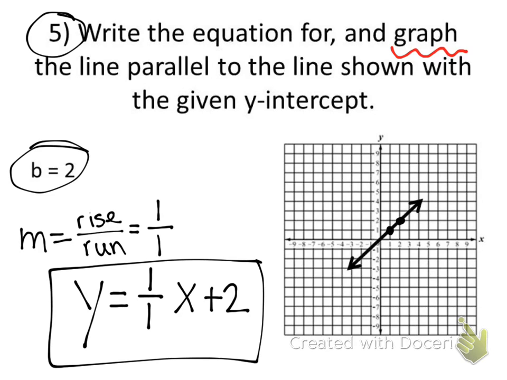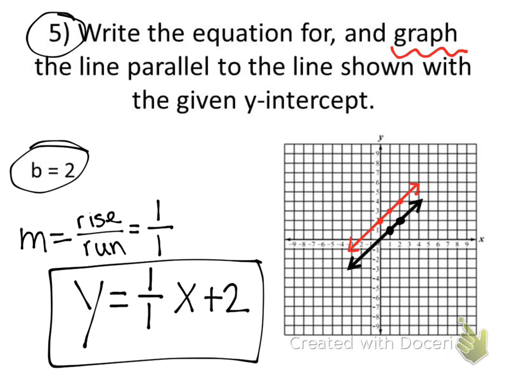So, how am I going to graph this? Where do I start? You don't start with the m. When you're graphing something, what do you start with? The b. So you want to go to the 2 on the y-axis and you want to put a point. From that point, what are you going to do? Up 1 over 1. That gives you your slope of 1 over 1. That's what makes these lines parallel.